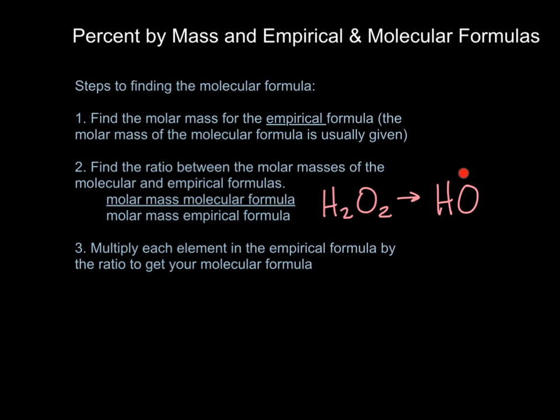So there's a ratio of 1 to 2 between my empirical and molecular formulas of hydrogen peroxide. And then finally, for step 3, we're going to multiply each element in the empirical formula by the ratio to get your molecular formula. So let's take a look at an example to see how that works.